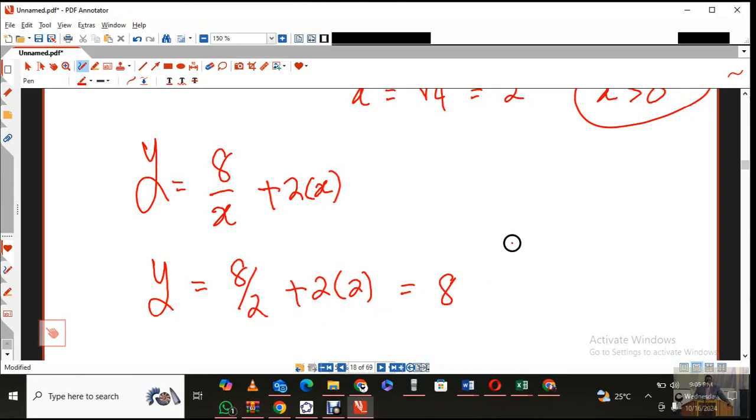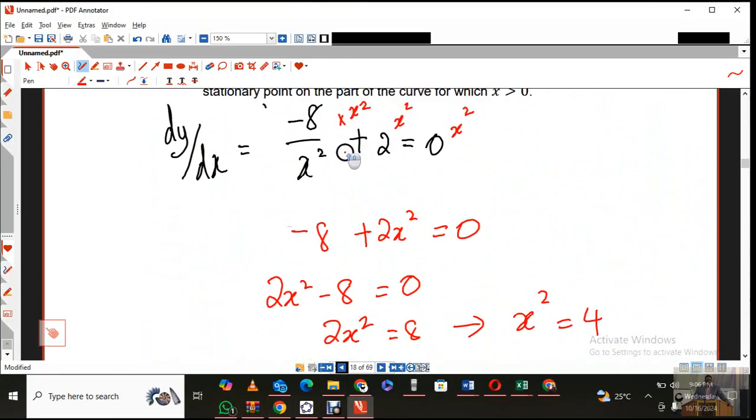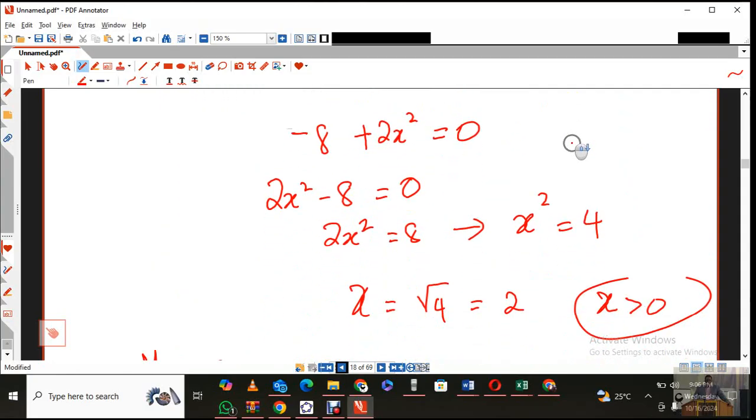Now, safe to say our M is 2 for the value of x, as we have seen previously, and 8 for the value of y. Okay, so that is going to give me that particular answer. We're not done. We now want to determine the coordinates and the nature of the stationary point at the part of the curve for which x is greater than 0.